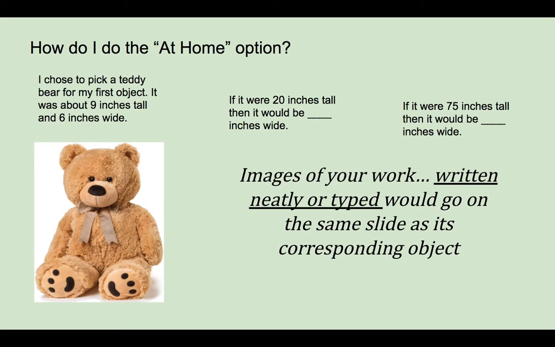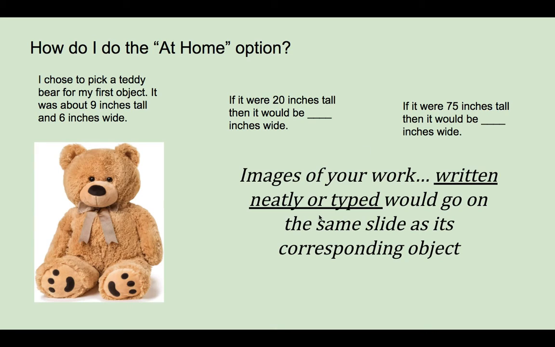Next, how do I do the at-home option? So let's say that I chose to pick a teddy bear for my first object. It was about 9 inches tall and 6 inches wide. So this is just a generic example for you. If you chose to do the at-home option, then you would choose 3 objects, and on one slide, you would put your first object, and then you would put these answers. If it were 20 inches tall, then it would be blank inches wide. If it were 75 inches tall, then it would be blank inches wide.